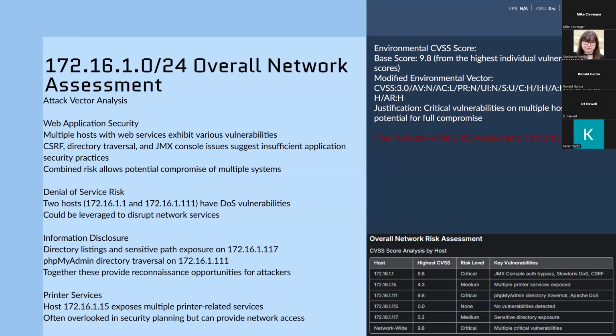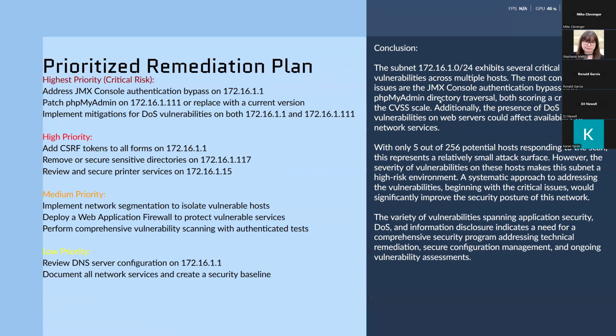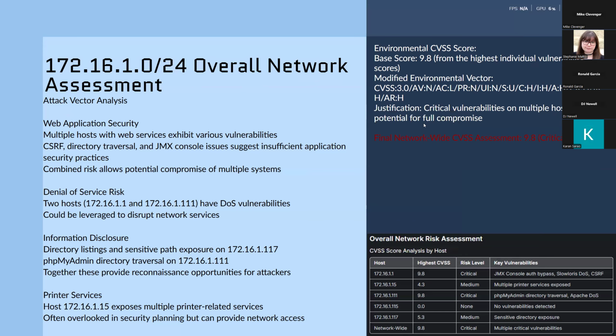The environmental CVSS score for this network is going to be a base aggregate score of 9.8. This is based on the highest vulnerability. And then the modified environmental vector is the CVSS 3.0. I wasn't exactly able to fully research with the time left to fully disclose what this means. But the justification is critical vulnerabilities on multiple hosts with potential for full compromise.